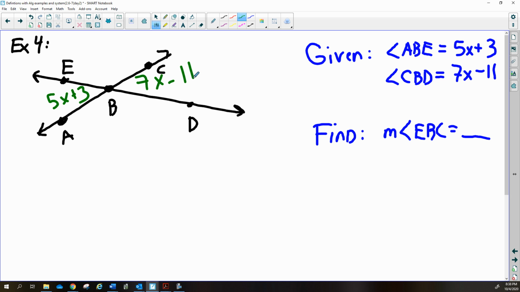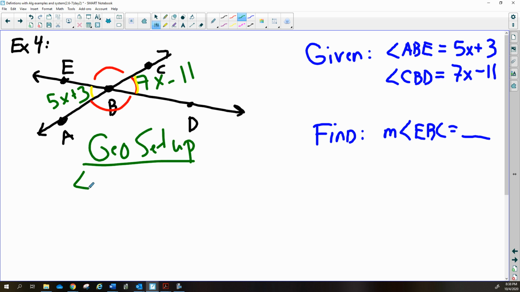Now, those two angles are vertical angles. We know that these two angles right here are vertical angles. The one thing you have to realize here is that, if we remember our geometry setup, vertical angles are equal to one another.